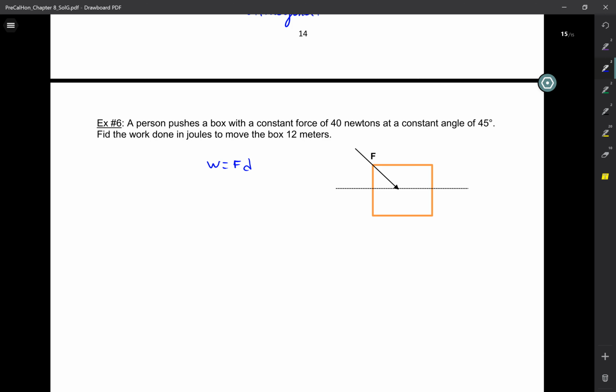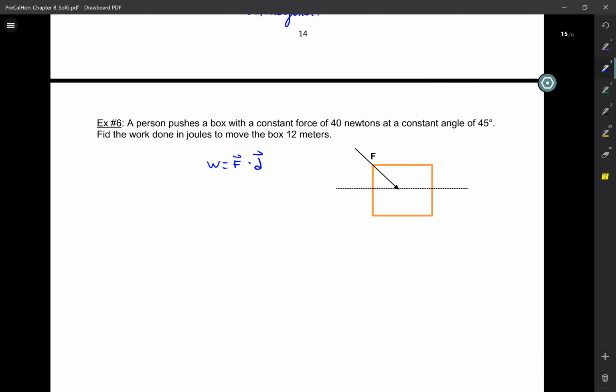Okay? So work is sort of force times distance. In actuality, work is a scalar quantity. Work is not force times distance. Work is force dot distance. It's F dot D. Okay? That means only the direction of the force that's applied in the same direction as the motion will be applied towards the work.